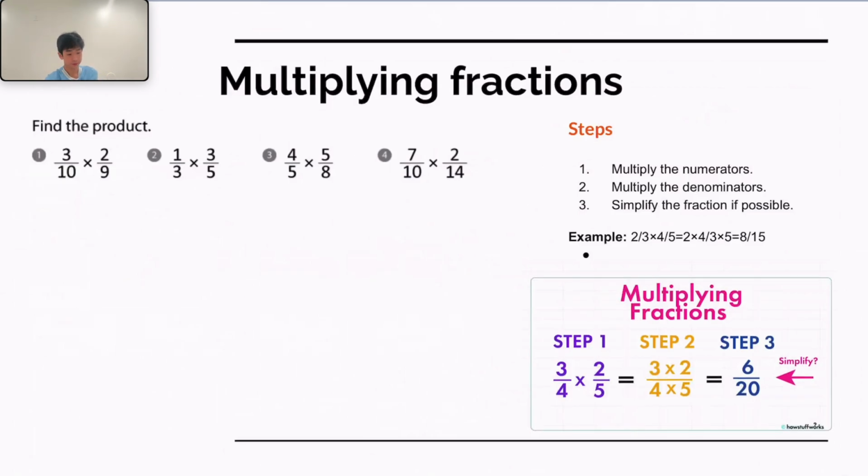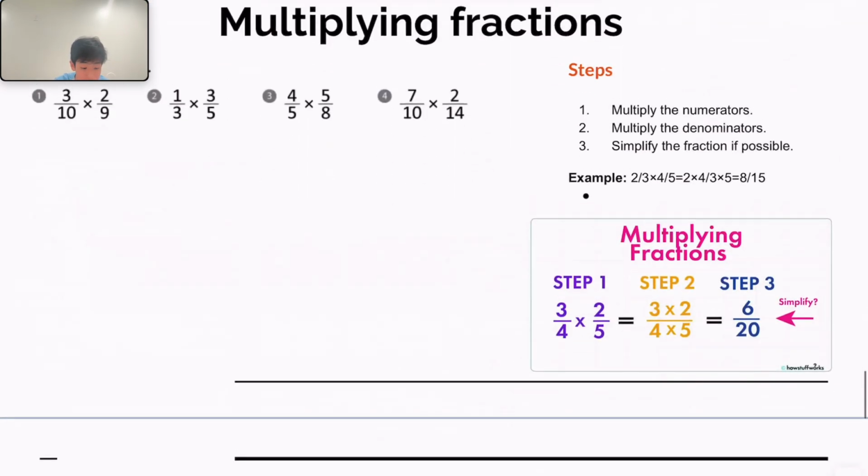Multiplying fractions. There are 3 steps here. First, you multiply the numerators, and you multiply the denominators, and you simplify the fraction if possible. Here is an example of 3 over 4 times 2 over 5. You multiply the numerators and the denominators together. This will result in 3 times 2 over 4 times 5, which is 6 over 20. So you can simplify this fraction here. You find the greatest common divisor here will be 2. So you divide both the numerator and denominator by 2. This will become 3 over 10.